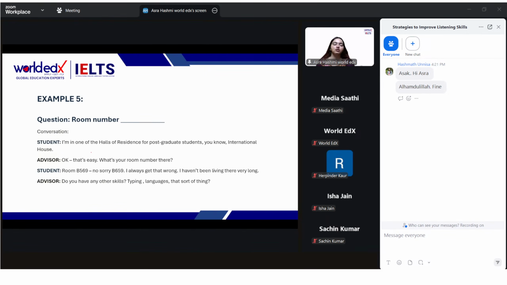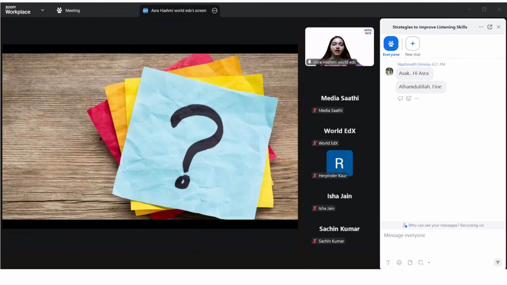And here is another example. So the room number, there's going to be confusion between the room numbers. First he said room B569, and actually the correct answer is B659. But before that, if you see, the person has said no, sorry. So again, if it is going to be a distractor, you will get an indication with some words, and you just have to make sure that you are listening to it very carefully.